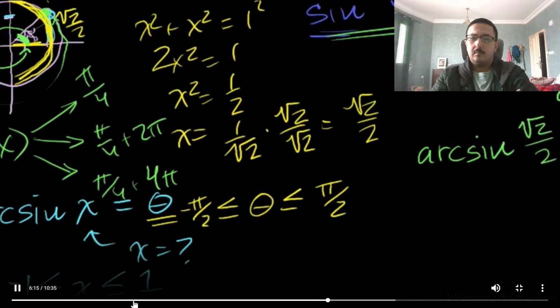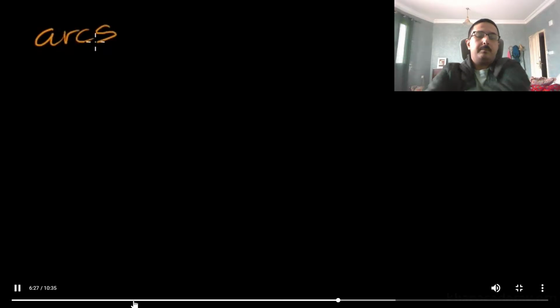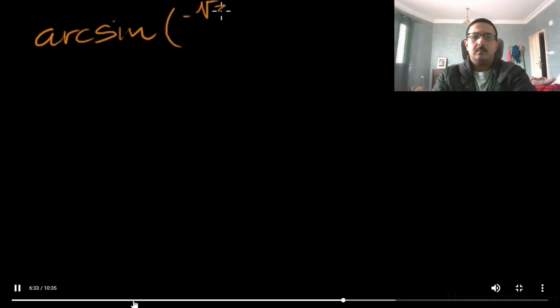Let's do another problem. Let me clear out some space here. Let me do another arcsine. So let's say I were to ask you what the arcsine of minus square root of 3 over 2 is. Minus square root of 3 over 2.